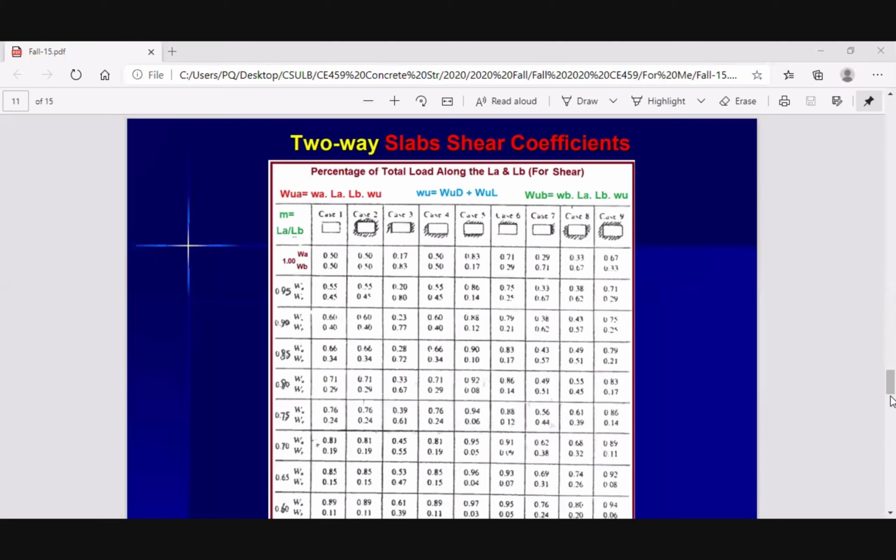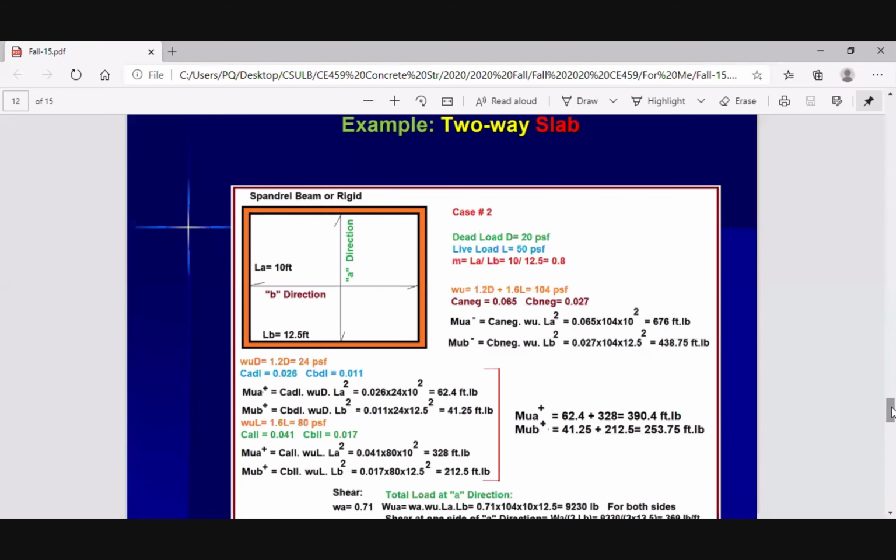Okay, let's go after the example. And this example actually is very easy. Just read the numbers from that case. We have a rectangular slab, and we have a spandrel beam or rigid connection. Spandrel means the beam and the slab put together, and the rebars are connected to each other. So they went inside each other. So it's like a rigid connection. Or if it's continuous at the 4th side, the same.